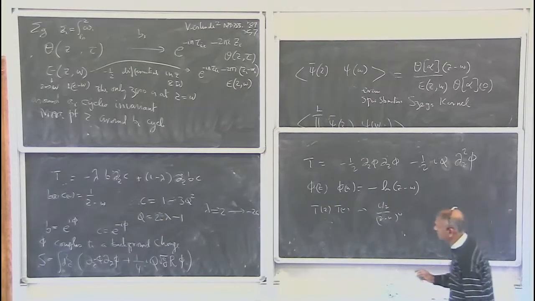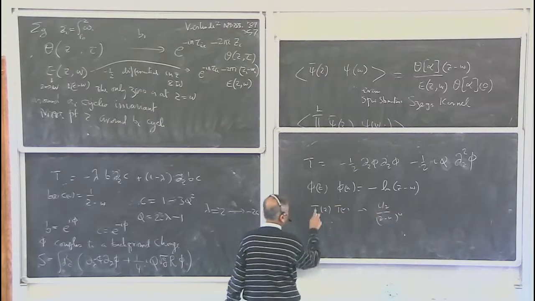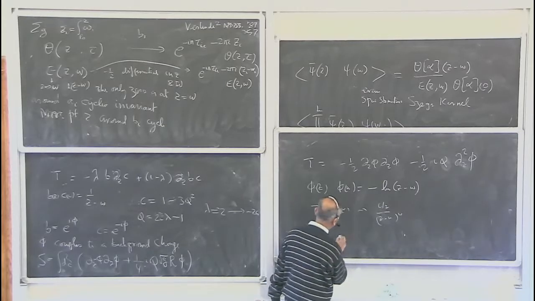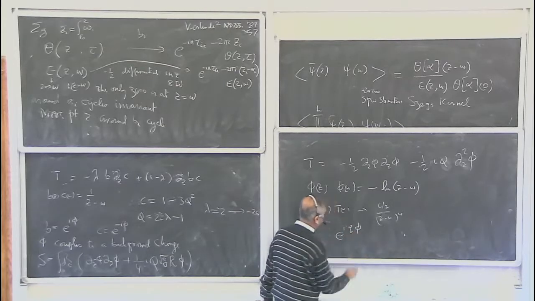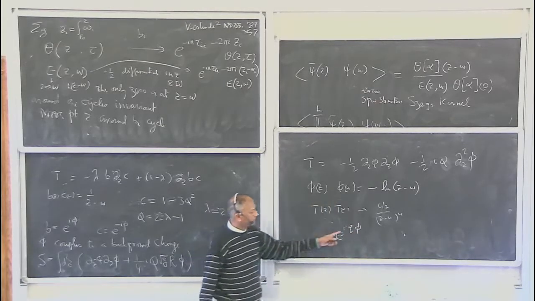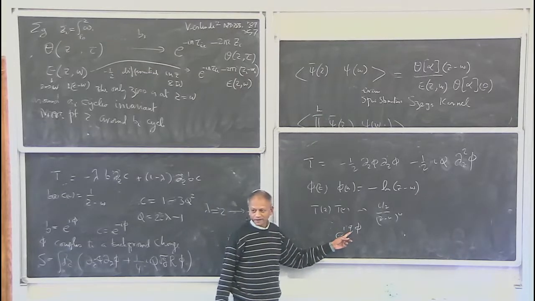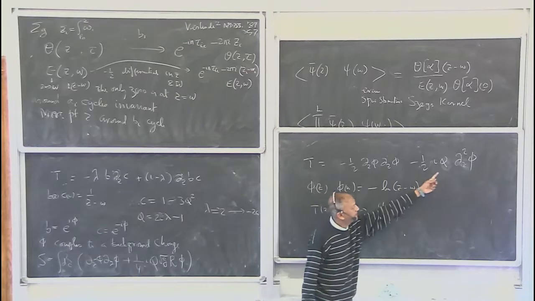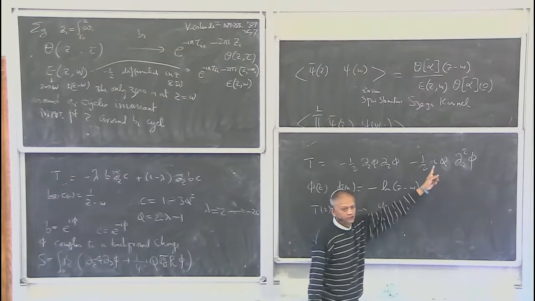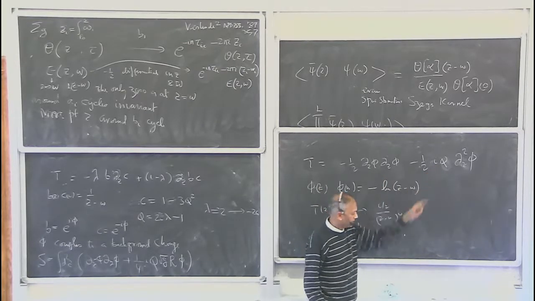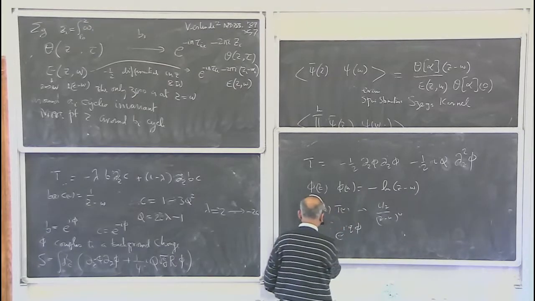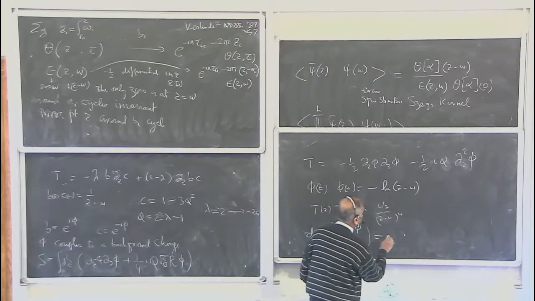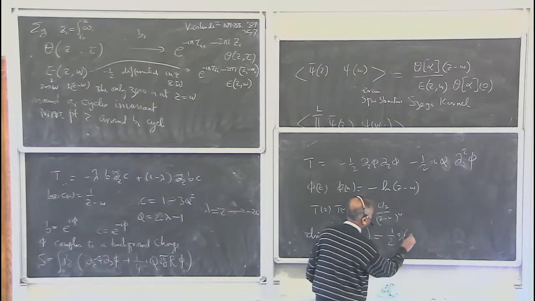And furthermore, you can also see that since there is a modification, if I write down some e to the iqφ vertex operator, its dimension will not be simply q squared by 2, right? Because there's an extra piece. I mean, that will give you q squared by 2. But there's an additional piece which will give you something proportional to q times capital Q. And one can check that the dimension of this is 1/2 q times (q plus capital Q).